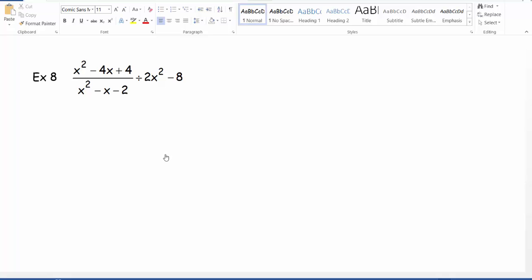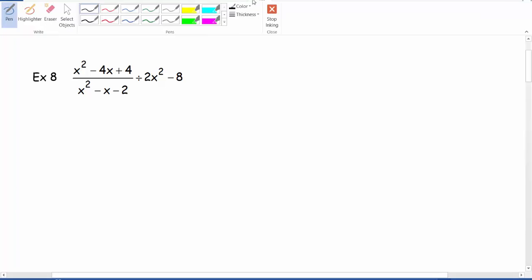Here we are at example 8 from our 8.4 set of notes. We're asked to simplify this rational expression being divided by this rational expression. Now, right away, what we can go ahead and do is factor these items. Before we actually do the switch first, for this one, we'll go ahead and break these each down.